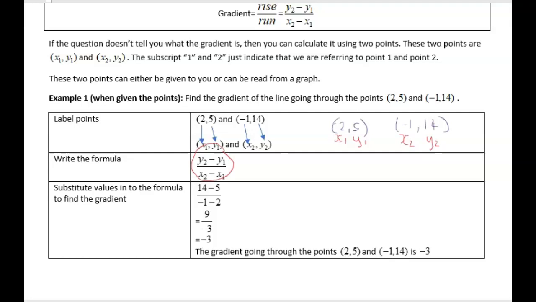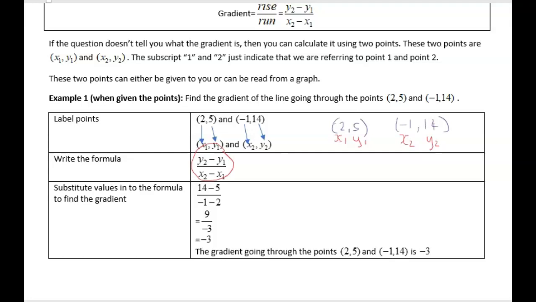So y2 first, which is 14. Okay, so you can see here the 14 minus y1, which in this case is 5. x2 is -1, so you can see the -1 there. And x1 is 2, so we've got -2. So then we just simplify that. So we've got 9 over -3 equals -3. So the gradient going through those 2 points is -3.